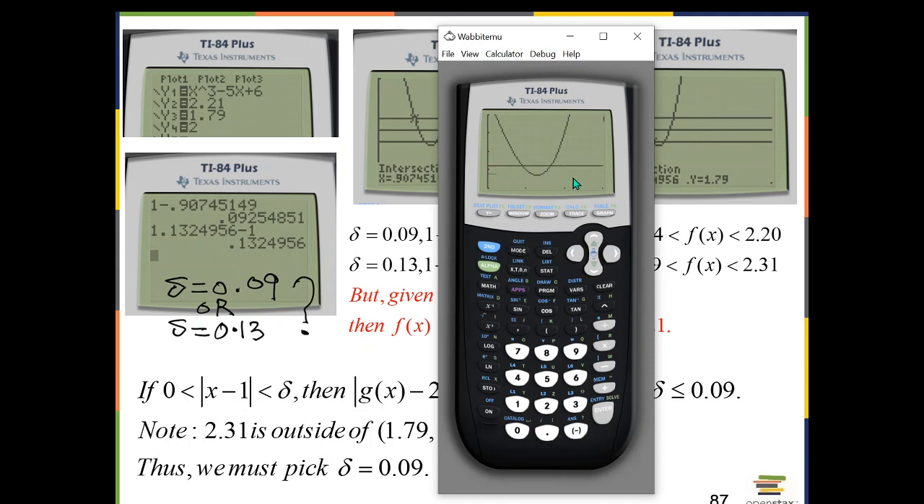Here is my L minus epsilon, and that's my L plus epsilon, right? So how do I find the x values? Well, I can use the calculator to find this intersection and this intersection. The way you do it is you go to second, calculate, intersection, which is number 5.